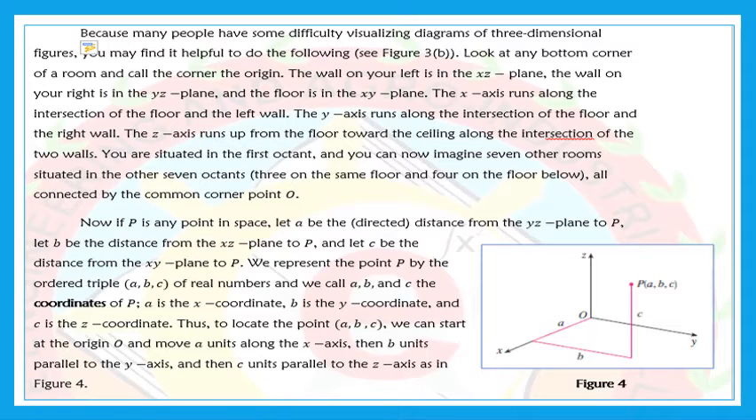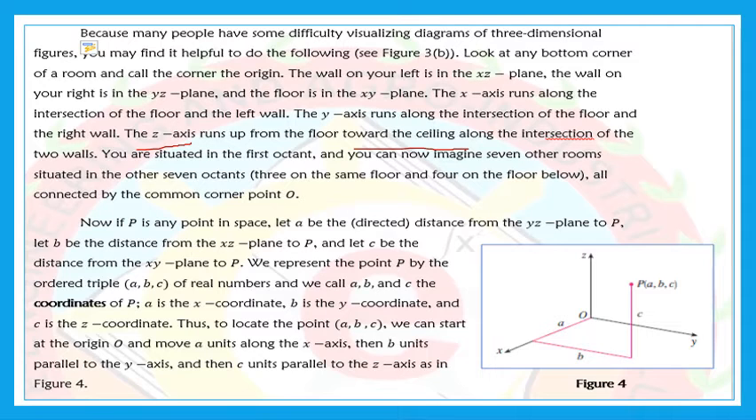The x-axis runs along the intersection of the floor and the left wall. And then the y-axis naman runs along the intersection of the floor and the right wall. The z-axis runs up from the floor toward the ceiling along the intersection of the two walls. Tama, di ba? You are situated in the first octant. Okay. And you can now imagine 7 other rooms situated in the other 7 octants, 3 on the same floor and 4 on the floor below.